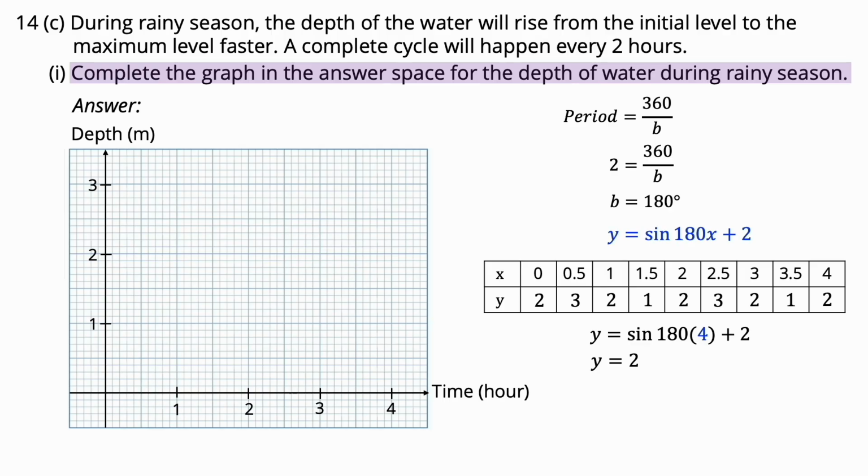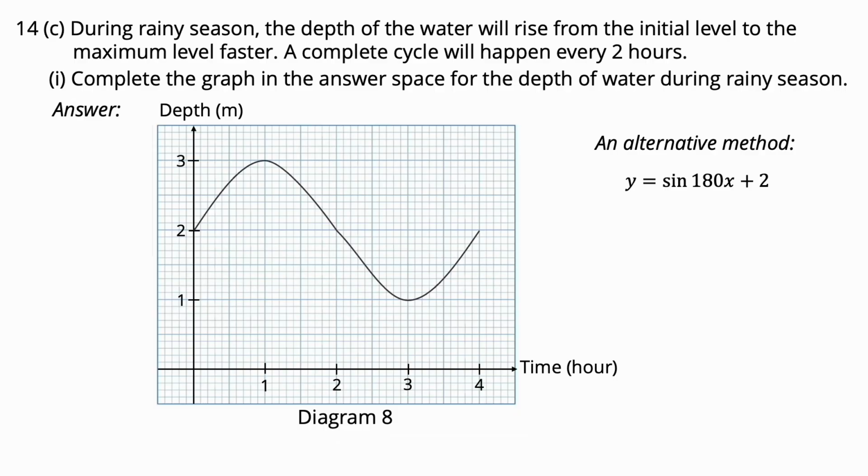Then, plot the points on the graph. 0, 2. 0.5, 3. 1, 2. 1.5, 1. 2, 2. 2.5, 3. 3, 2. 3.5, 1. And 4, 2. Connect the points with a curved line. A graph of the sine function, y equals sine 180x plus 2, is formed.